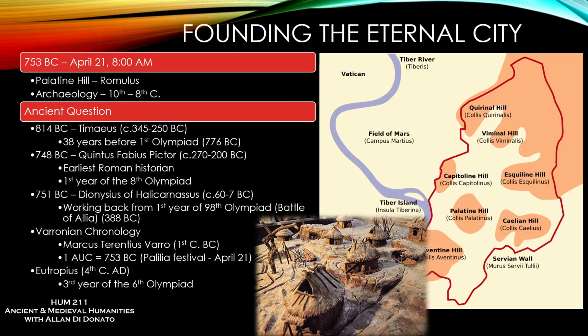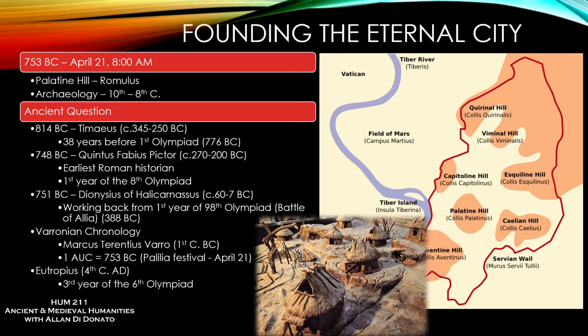If you remember when we talked about Greek dating systems, they would date things according to these cycles known as the Olympics, these 4-year cycles. And he dated the founding of Rome 38 years prior to the very first Olympiad, and if you remember that, was in 776 BC, which would put Rome's founding at 814. Now, the date jumps around from historian to historian. The early Roman historian Quintus Fabius Pictor dates it to around 748, which is really close to the traditional date that we have, and he dates it to the first year of the 8th Olympiad.